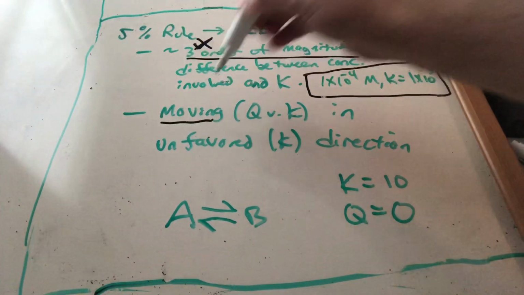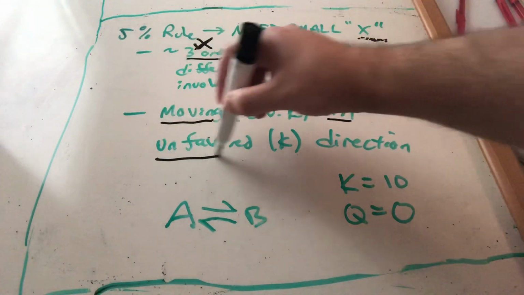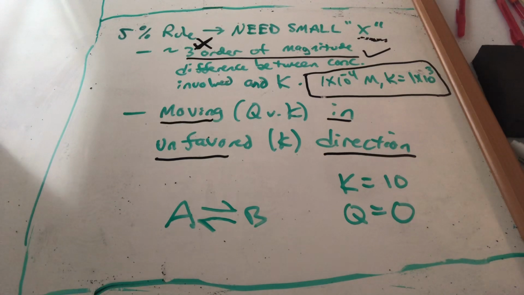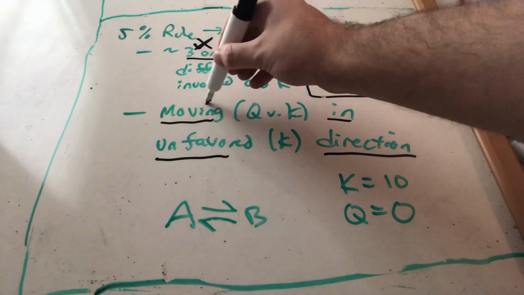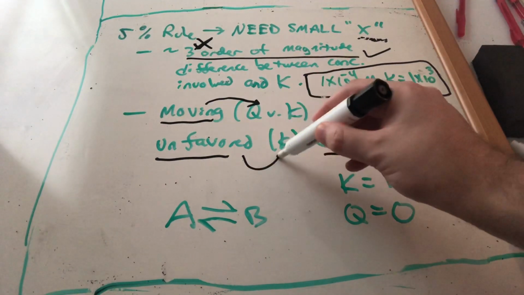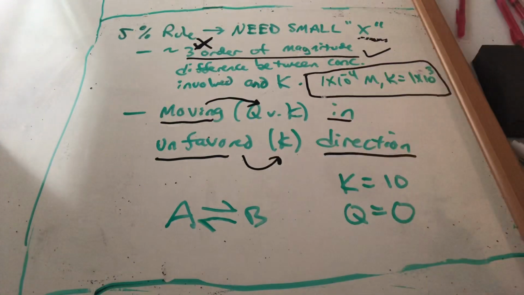The other thing that you check is that you have to be moving in the unfavored direction. Now we already know how to decide these things. We know to decide which way the equilibrium moves. That's a Q versus K check. We know that we can look at K by itself and decide which side is favored, the product side or the reactant side.